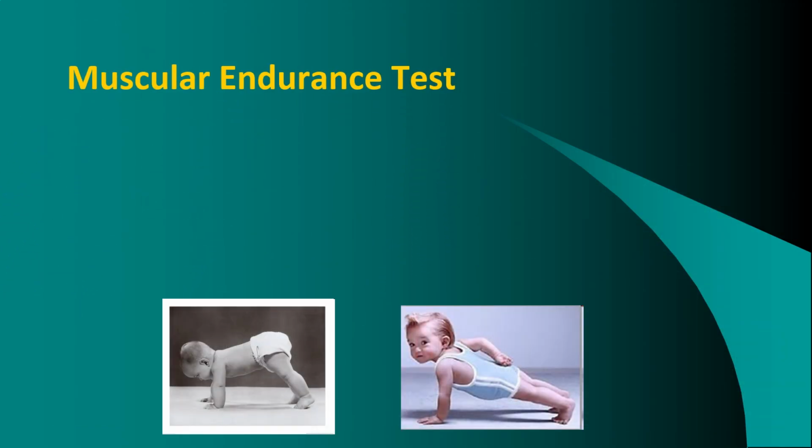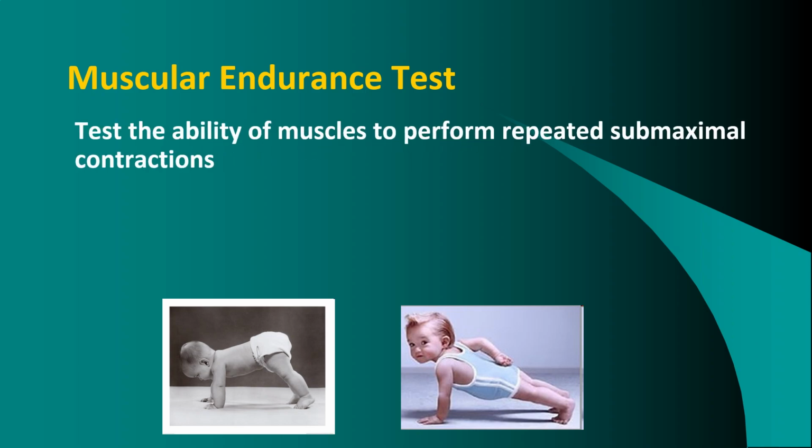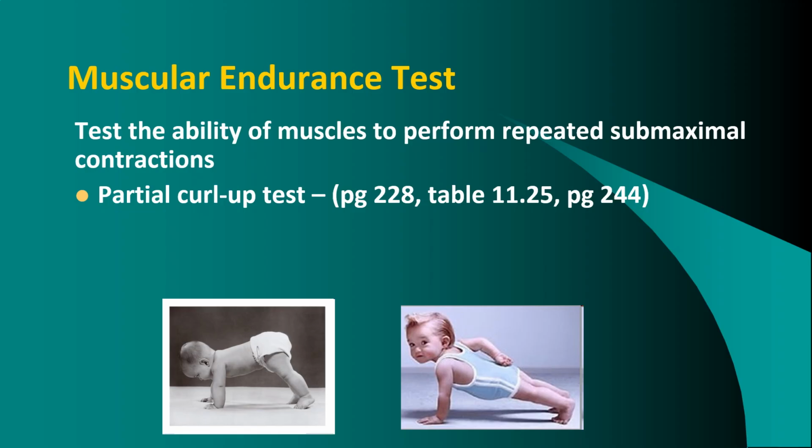Muscular endurance test. There's a whole slew of different tests you can use. Your textbook talks just about one of them, but it's the ability of muscles to perform repeated submaximal contractions. There's push-up tests, pull-up tests, certainly different variations on sit-up testing that are used to determine muscular endurance for individuals. Your textbook talks about the partial curl-up test on page 228. So let's go ahead and discuss that one.